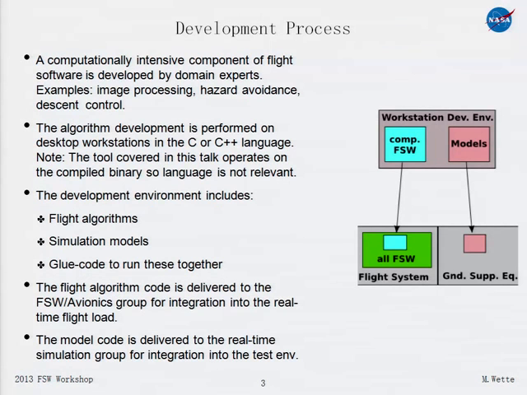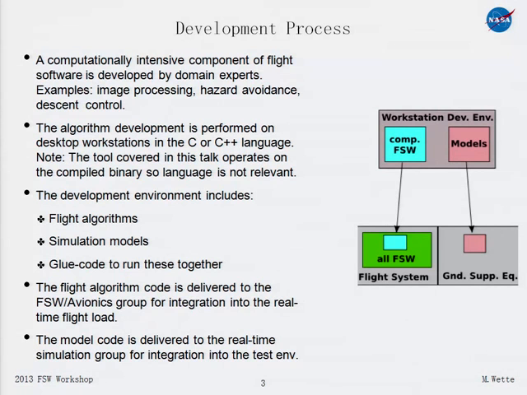When you're developing computationally intensive code or algorithms, such as image processing or hazard avoidance, you want to have some kind of idea of the performance of your code. The algorithm development process is typically performed on desktop workstations, Linux workstations typically, running in a desktop environment using GCC or your standard tools.